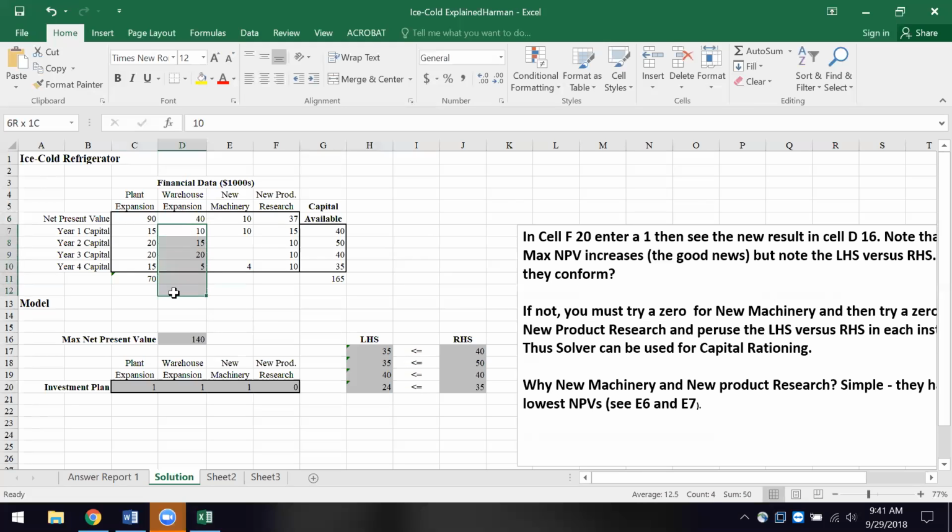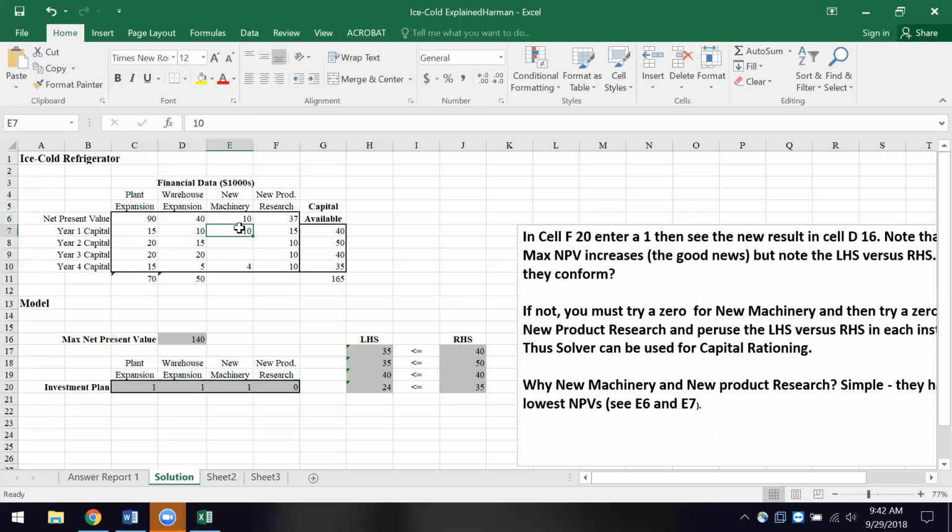Now we'll come over here. Now, this starts to look a little sketchy because I'm going to spend $50,000 on warehouse expansion over the next 4 years, but I'm going to get $40,000 back. The plant expansion looks good. I'm spending $70,000 over 4 years to get the equivalent of $90,000 in terms of net present value. Not bad. These look a little sketchy, but we're okay.